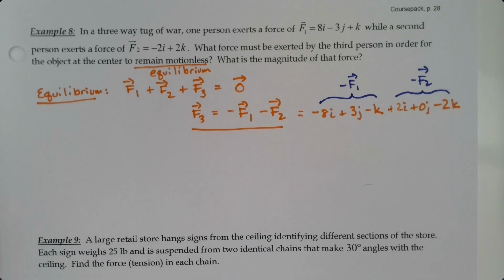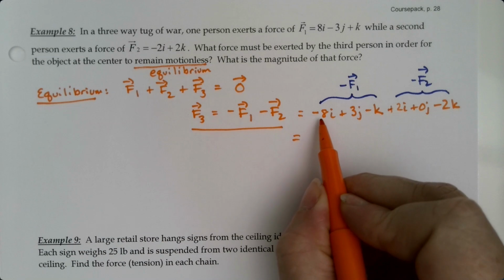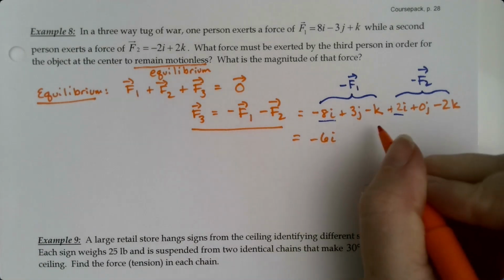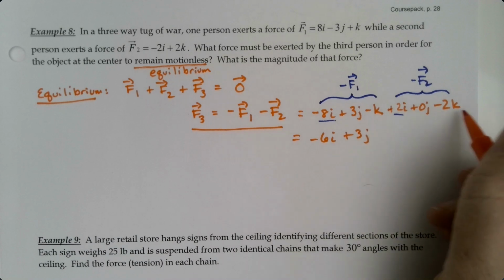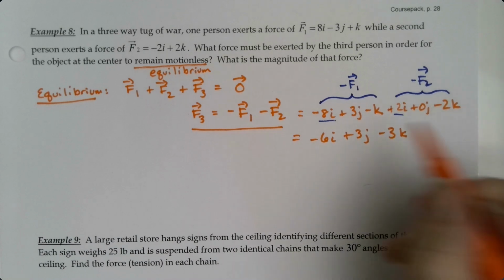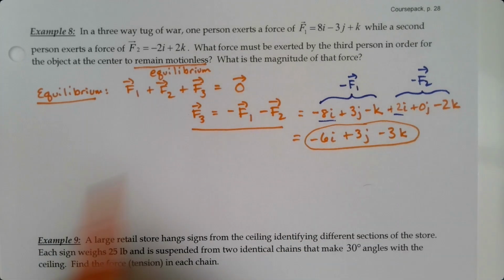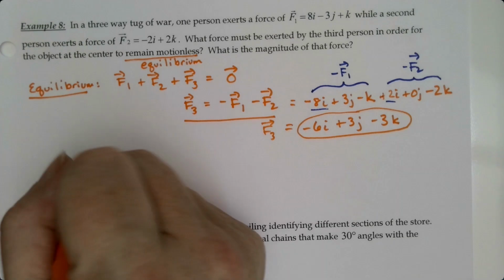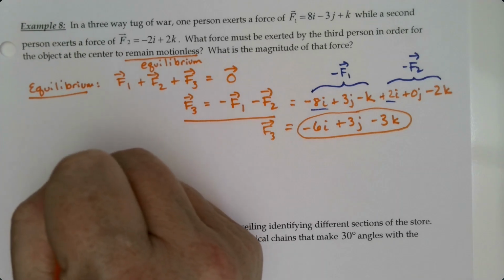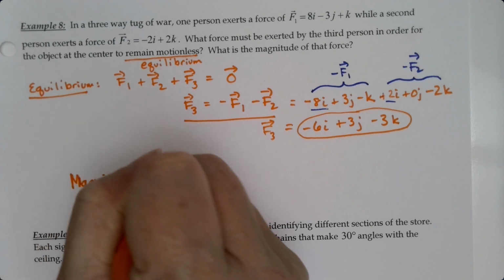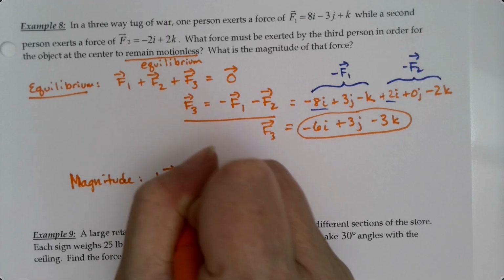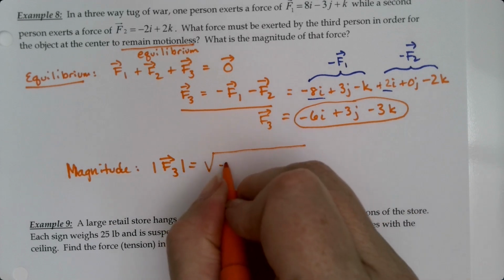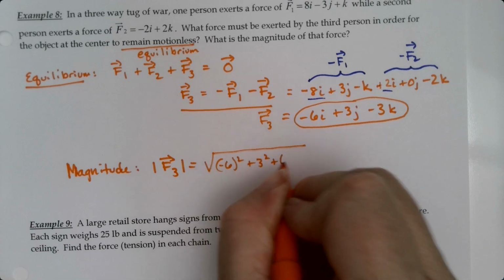Okay, so let's combine like terms. The i's go together, so that becomes negative 6i. The j's go together, plus 3j, and the k's go together, minus 3k. There we have it. That would be how the third person has to tug in order to achieve equilibrium. The magnitude of F3, which is the length or size of F3, would be the square root of negative 6 quantity squared plus 3 squared plus negative 3 quantity squared.